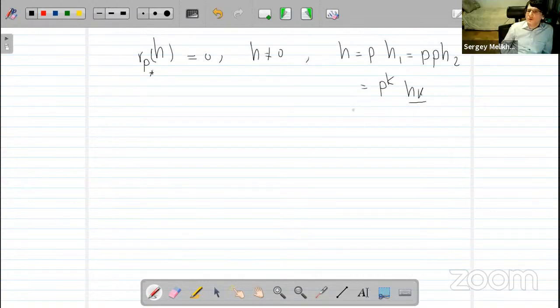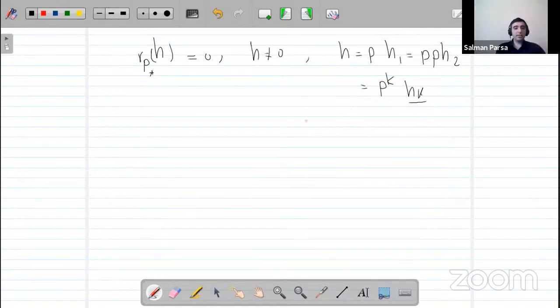Why does it have to stop at some point? The reason is that H is non-trivial, right? And so if you look at the boundary matrix, the co-boundary matrix, this equation does not have a solution.